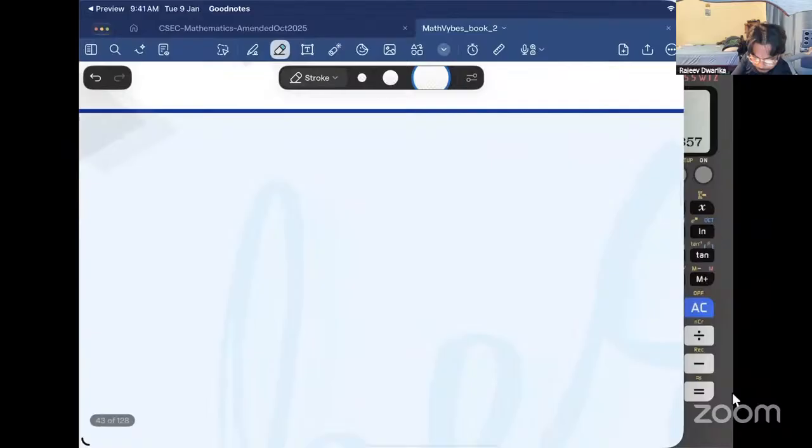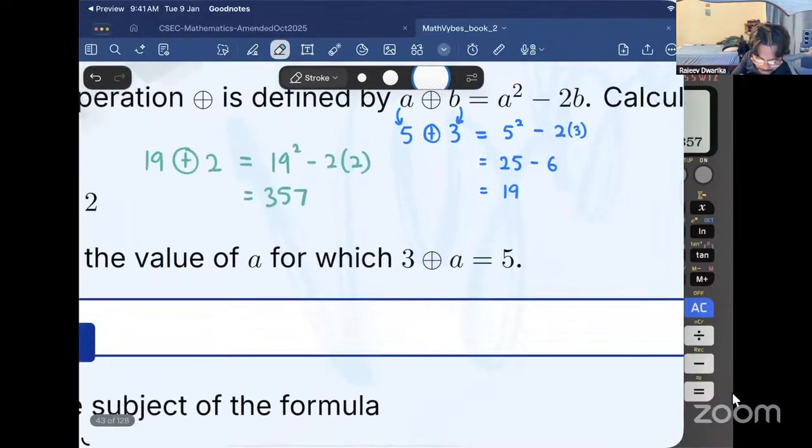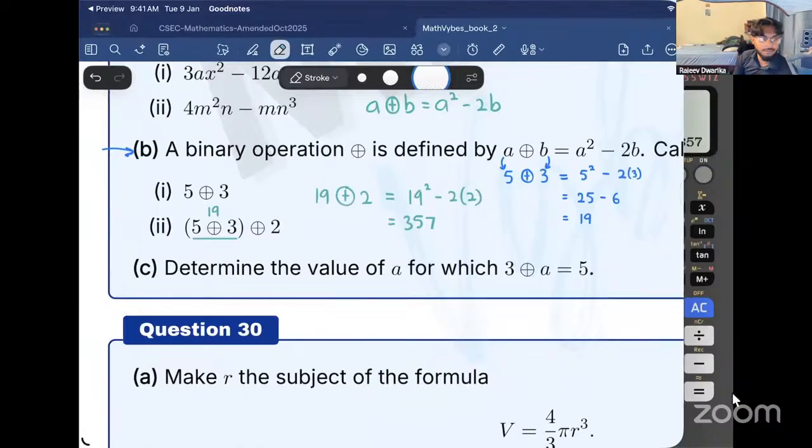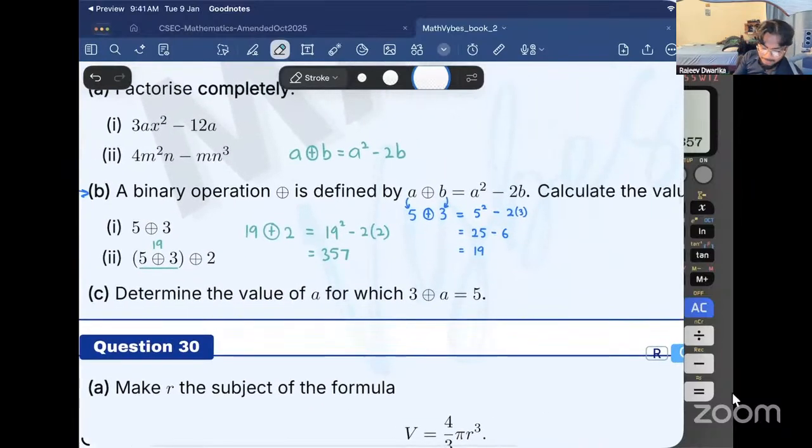No problem. So Virginia, help me out here. Read part C for me. Okay. Determine the value of A for which 3 plus circle A is equal to 5. Aha. So I gave you probably the hardest way this could come. This is the hardest way they could bring binary operations, but still extremely easy.